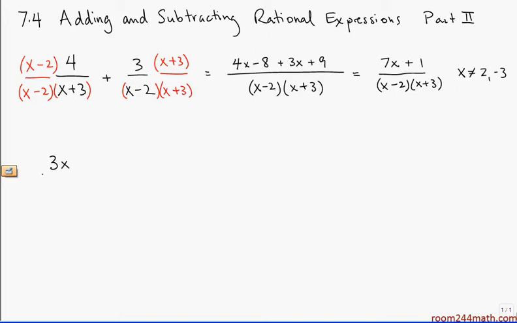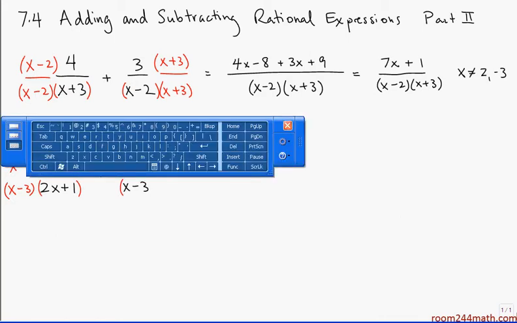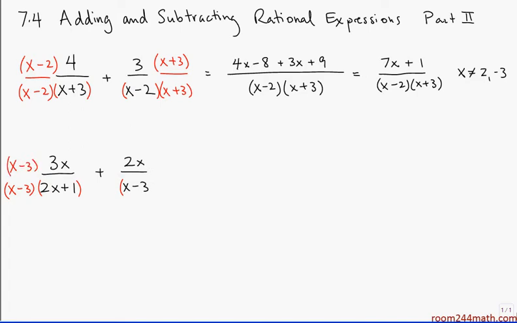What if we have 3x over 2x plus 1 plus 2x over x minus 3. Once again, the denominators have no common factors, so this makes our job easy when we look at the first denominator and we ask, well, what's it missing? It's just missing the x minus 3. So we can multiply the top and bottom by x minus 3.